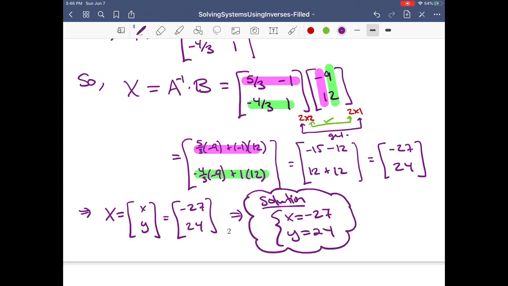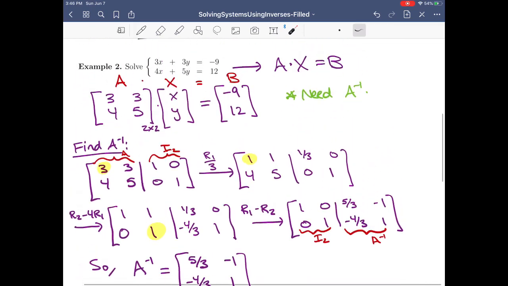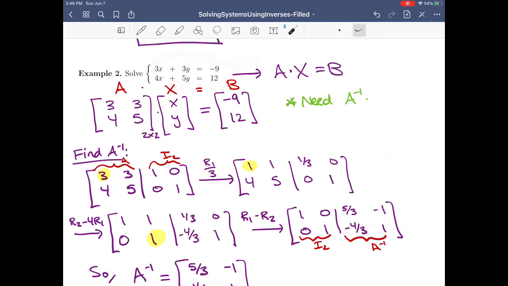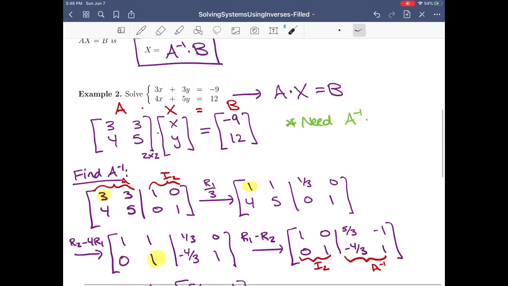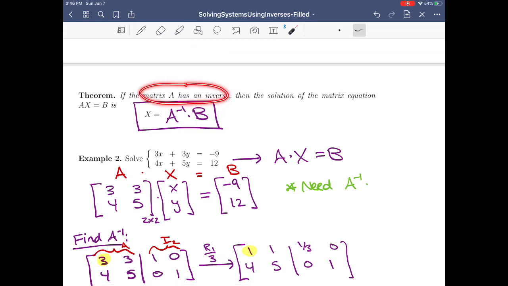Now notice, if the inverse exists, then I'm going to be able to always do the multiplication, A inverse times B. So that means that I always get a unique solution for x. Okay, so that means if my initial system has no solution or infinitely many solutions, I shouldn't be able to find the inverse. So remember that this method only works if the matrix has an inverse.